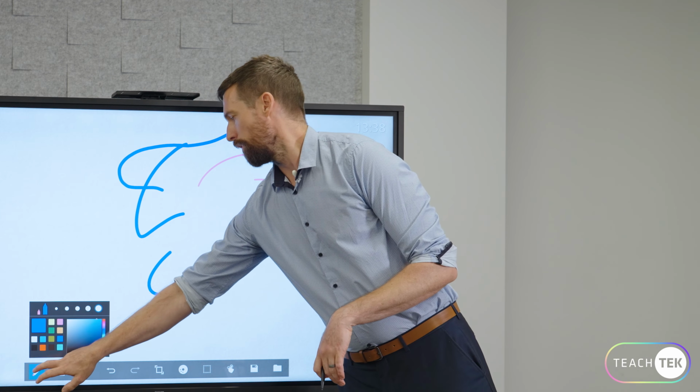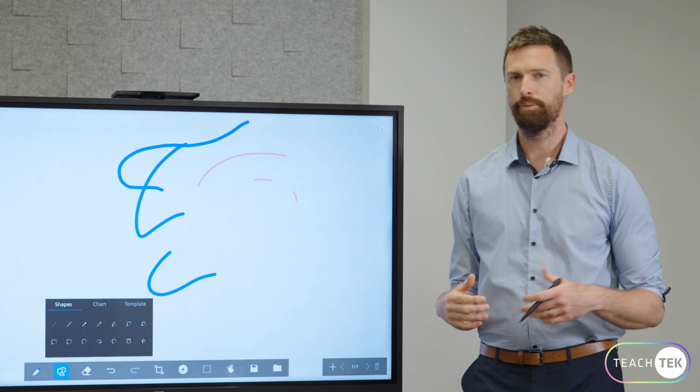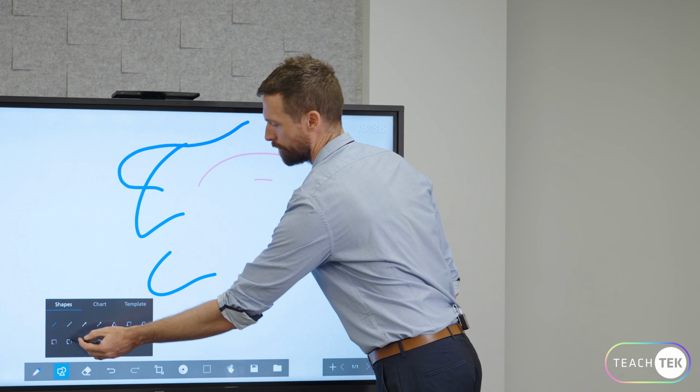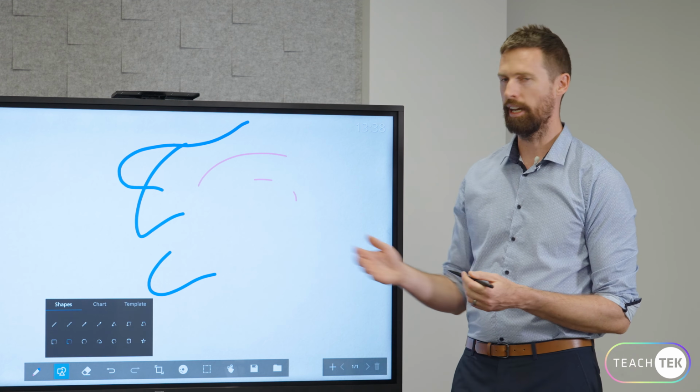Now, if we were to make that disappear and we go to the next one along, we do have shapes. So with these shapes, there are a whole bunch of preset shapes. If I were to click on one, the colors for these shapes are just going to be set by what you've set in the pen settings.